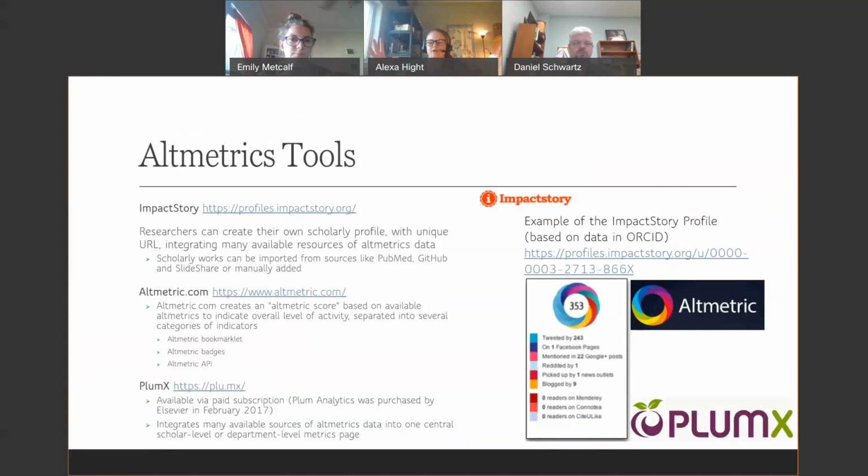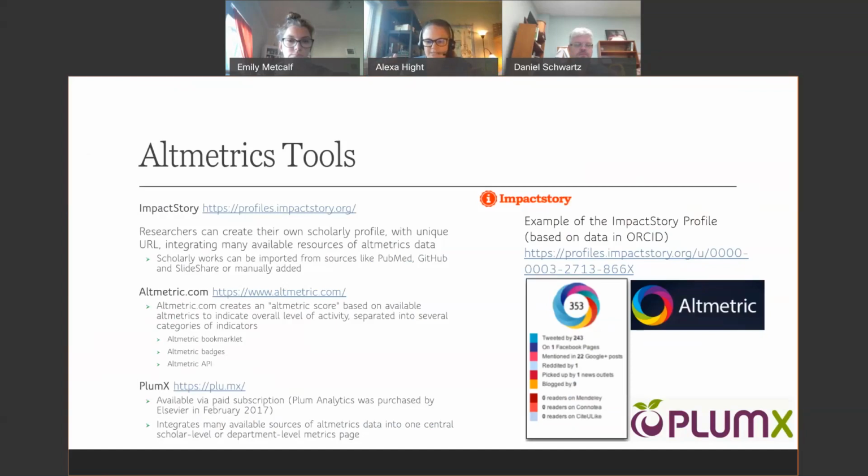So what are the altmetric tools that are out there? There are several different things out there. Impact Story is a free resource. Scholars can set up their profile and they have a unique URL, and it can integrate different resources of altmetrics data. The example I have here is based on data from ORCID, which is an open source free nonprofit organization.